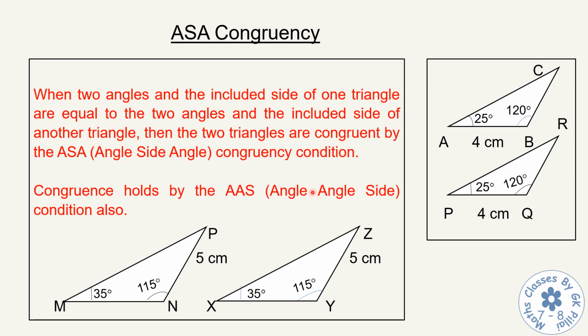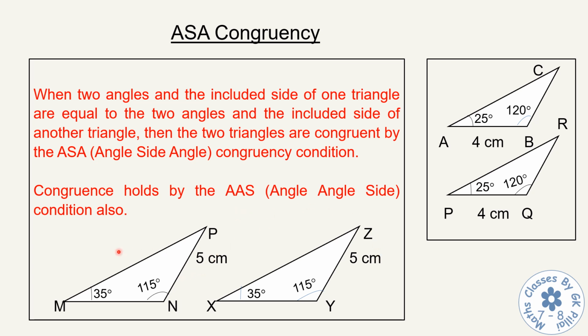Now there is one more condition, which is not explained that much even in your textbook. This is the AAS condition. You may get sums based on this also. You can say angle, angle, side. So based on this also you will get sums. So this is the AAS condition.